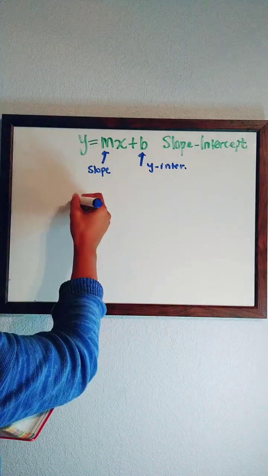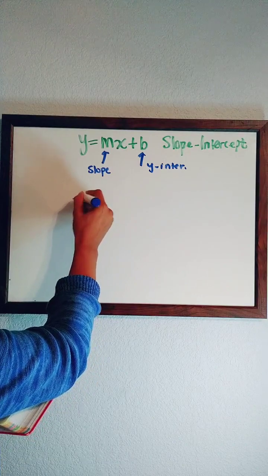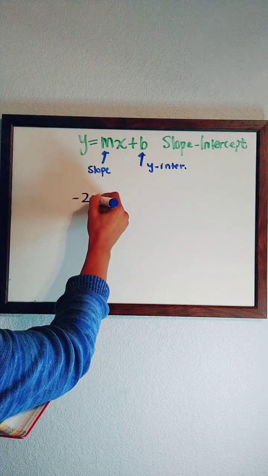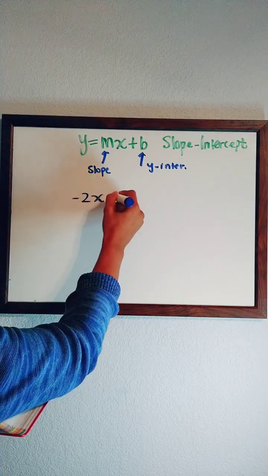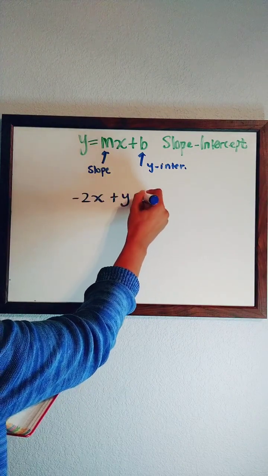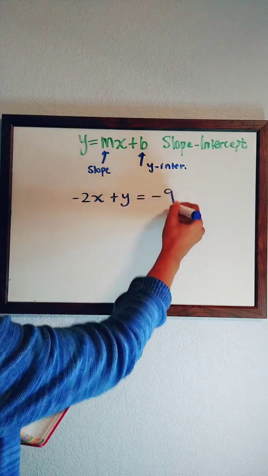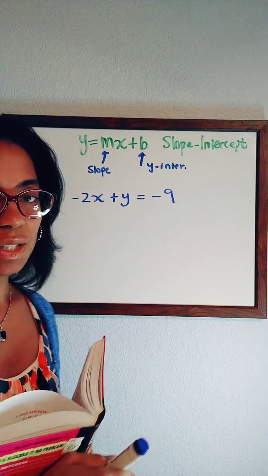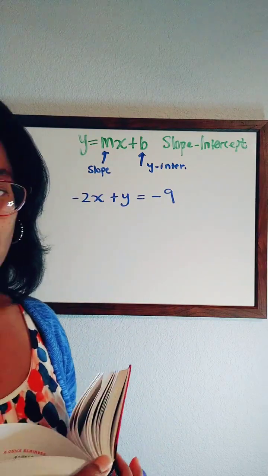Oh my goodness. So let's say they had -2x plus y is equal to -9. I want to graph this, but it's not in slope-intercept form.